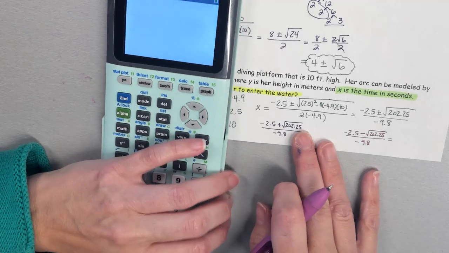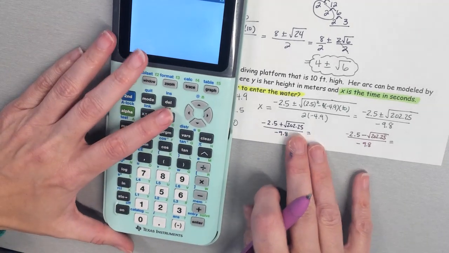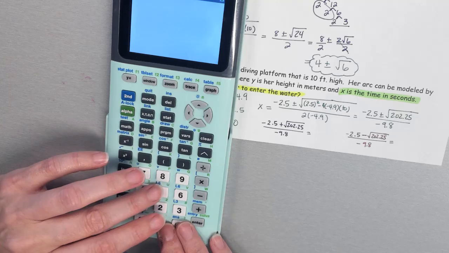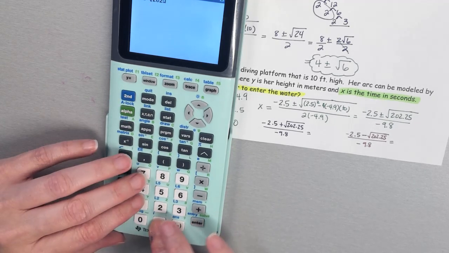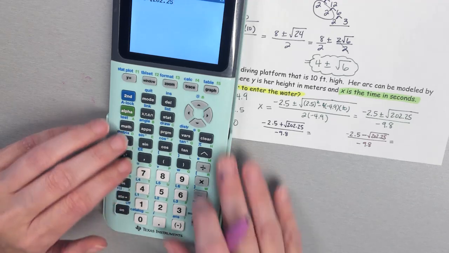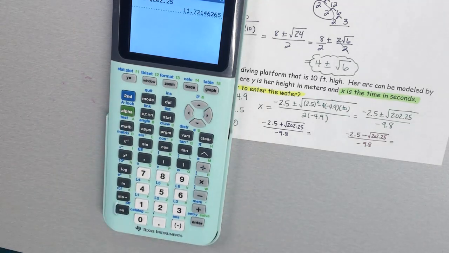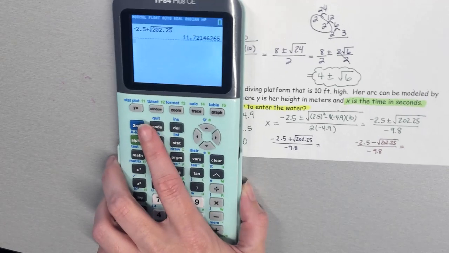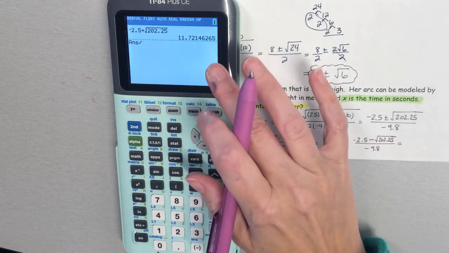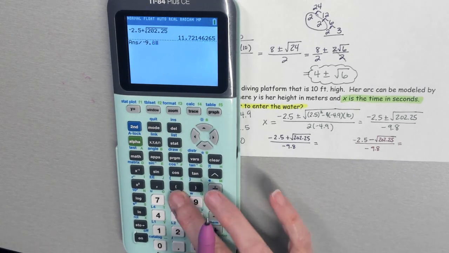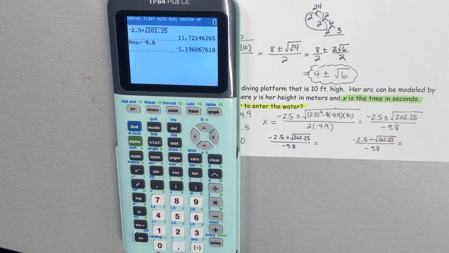Okay, so there's two ways you can do this. I'm going to show you both ways. So one way is you can do negative 2.5 plus the square root of 202.25, press enter, and then if you press the divided button, it's going to use that answer to divide it by negative 9.8. Okay, you want to make sure that you do that so that you do not round until the very end.